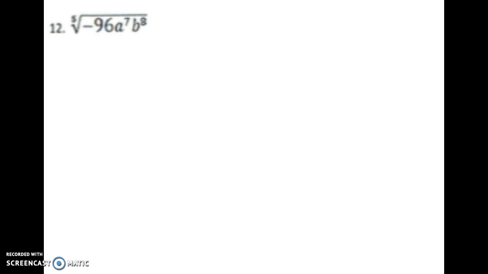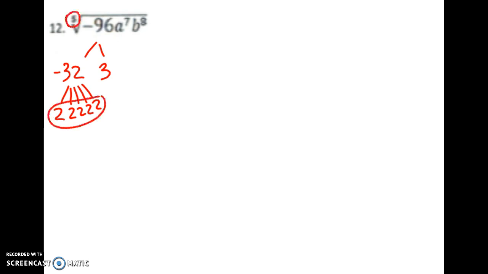Number 12, we have negative 96 underneath the radical. That isn't a perfect, looks like we have the 5th root here. So we are going to have to break this one down too. So we know that 96 can break up into negative 32 and 3. I just put a negative in front of the 32 because it's negative 96. If you look at your sheet, you know that 2 to the 5th power is 32. So there's our group of 5. Because remember, we have a 5th root here.